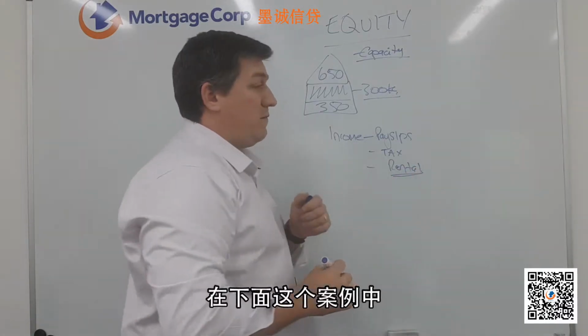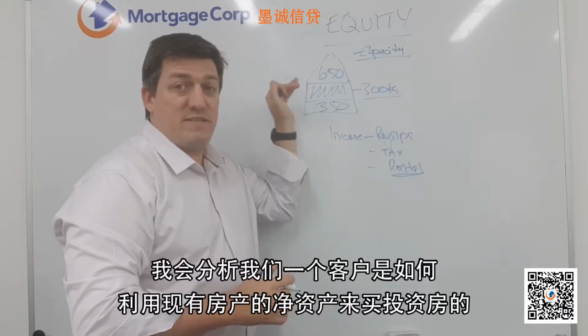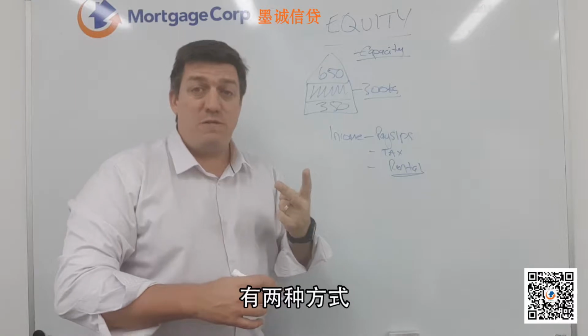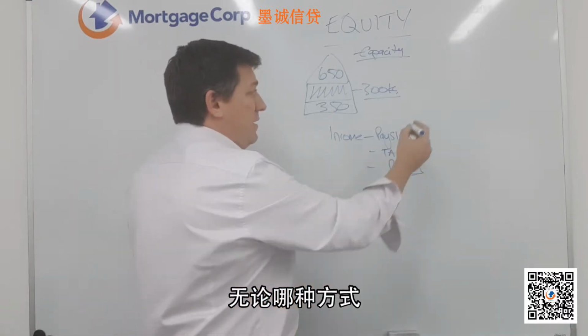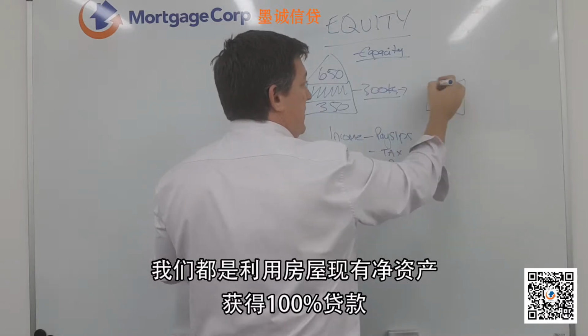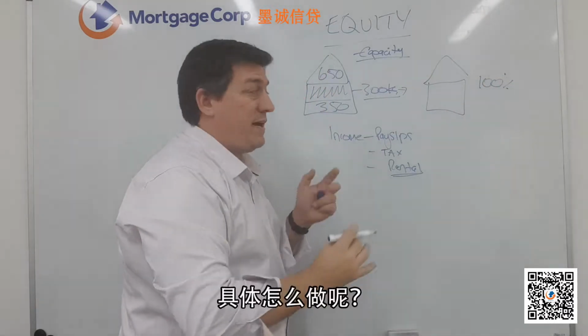In this scenario, we're going to show you how a client was able to access equity from an existing property to help purchase an investment option. There are 2 ways to do this. Either one, we use the existing equity in the property and we borrow potentially 100% of the new purchase. How do we do that?